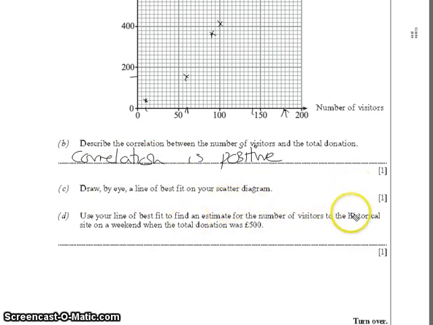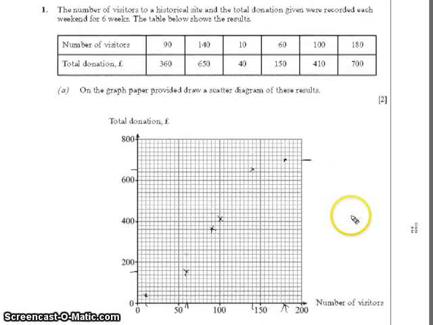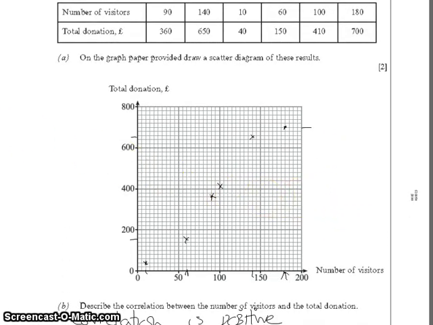Draw by eye the line of best fit for your scatter diagram. Ooh, there's a good question. Draw by eye the line of best fit. So for best fit, we need a straight line, don't we? So hopefully I can draw a straight line here. So I'm going to draw one from here up through, probably maybe to there. I can't move that now, but I can undo and have another go.